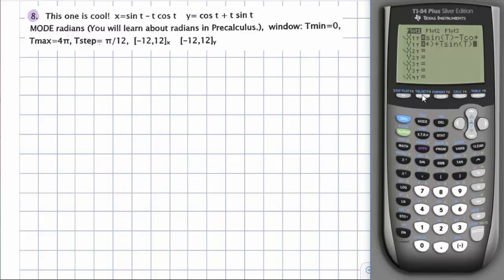Okay, and then your window, it's all set up for you here. So we're going to go t min, and this one we need to be in radian mode. So we're going to go to radian mode, unless you want to convert all those manually, and I'm not going to do it. So t min is 0 to 4 pi. We're going to do 2 periods here. And let's see, our t-step, pi over 12.